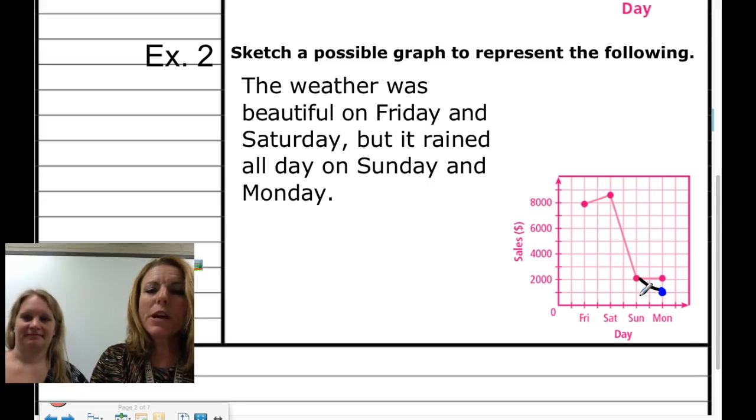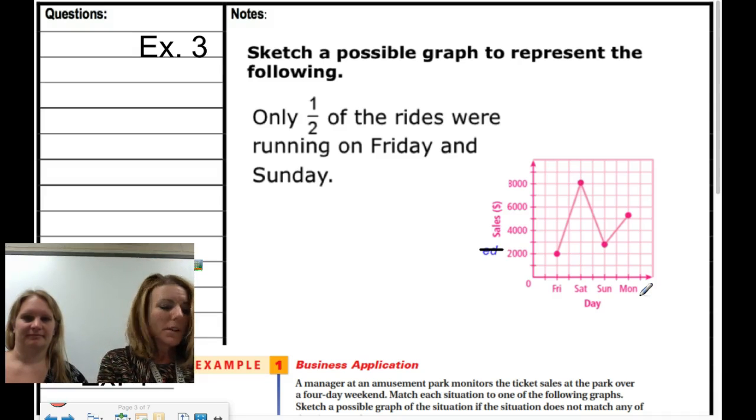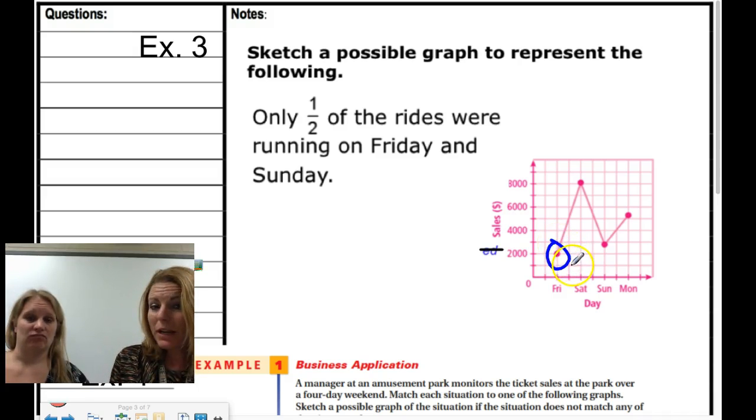Okay, example 3. The same kind of thing, only, again, we're going to Valley Fair. Only half of the rides were running on Friday and Sunday. So notice sales are on the y-axis, the day of the week is on the x-axis. Friday your sales are going to be low because only half of the rides were running.